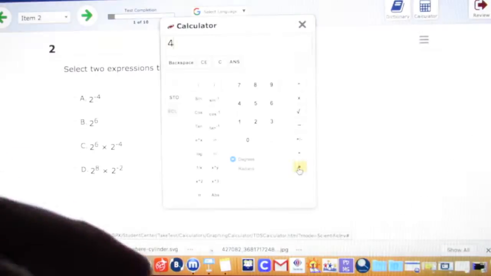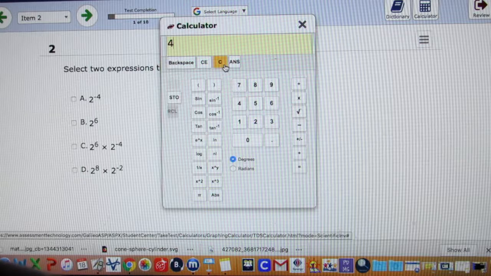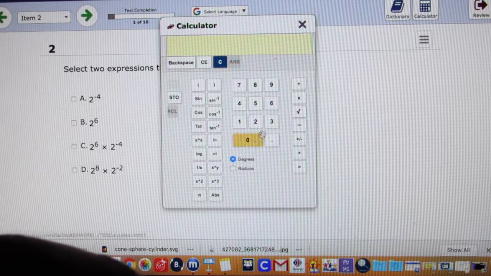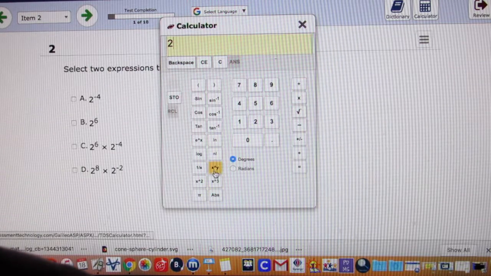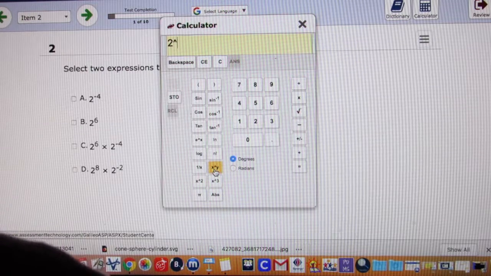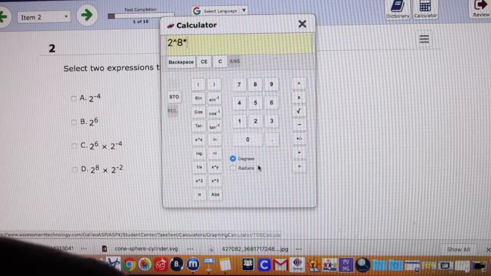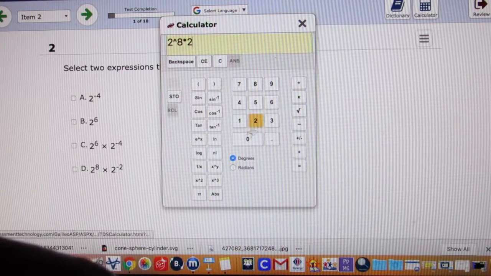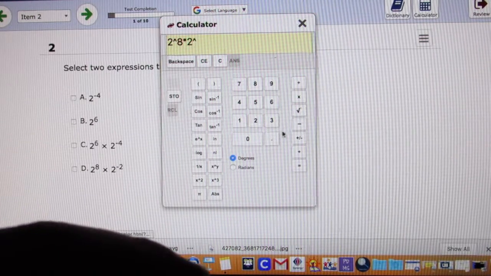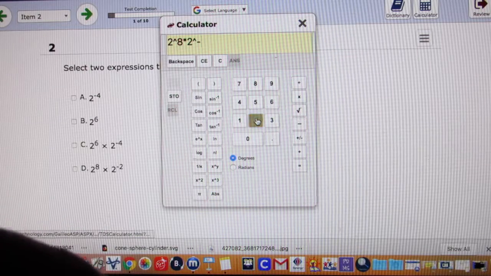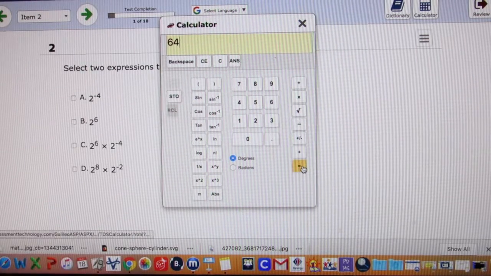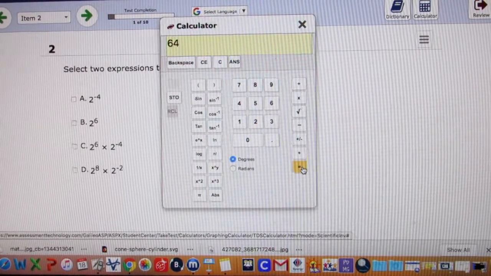I'm going to have to do choice D. I want my students to do that for all of them, regardless if they find the answer, just in case there was a silly mistake along the way. But okay, so I got 2 raised to the 8th power here, and I have to multiply that by 2 to the negative 2. 2 raised to the negative 2nd power, and I get 64.